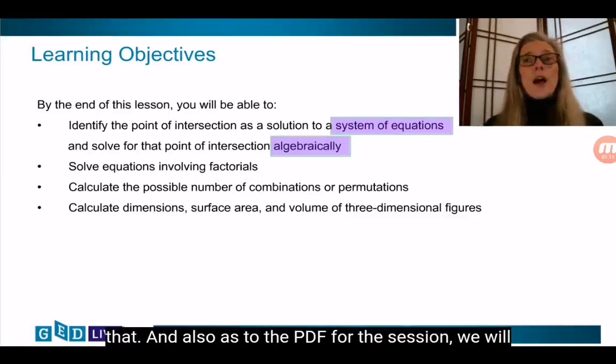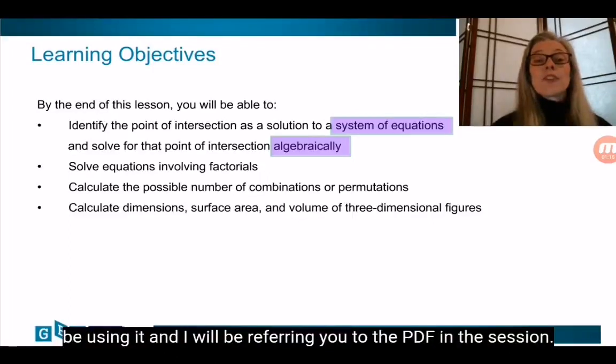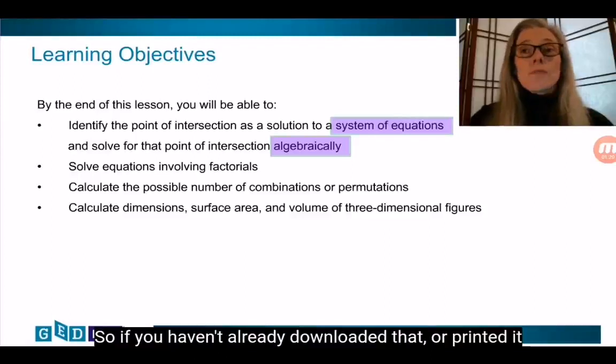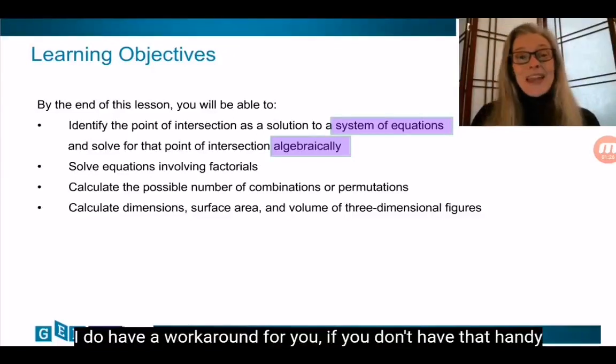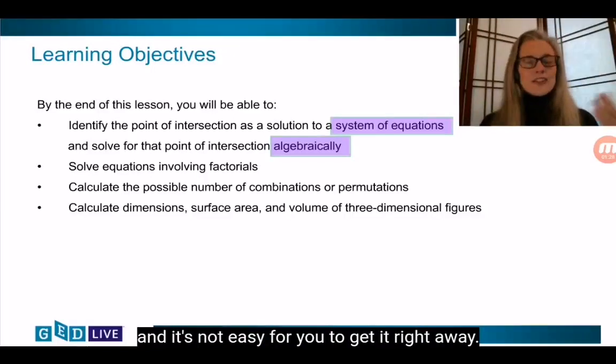And also, as to the PDF for the session, we will be using it, and I will be referring you to the PDF in this session. So if you haven't already downloaded that or printed it out, you might want to get your hands on that. But I do have a workaround for you if you don't have that handy and it's not easy for you to get it right away.